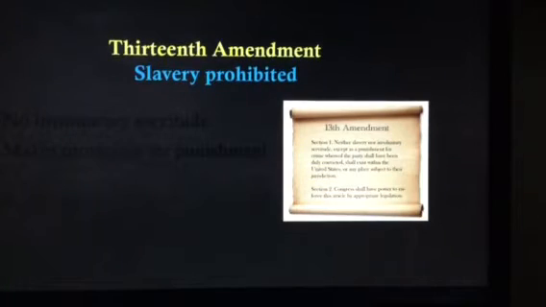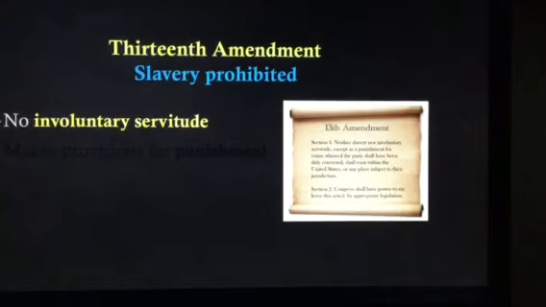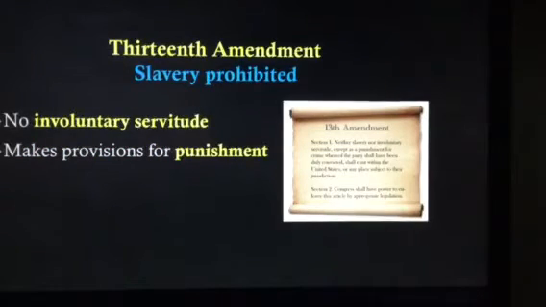The 13th, 14th, and 15th Amendments, we call these the Civil War Amendments or the Reconstruction Amendments. The 13th Amendment did away with involuntary servitude or slavery. Neither slavery nor involuntary servitude, except as a punishment for crime whereof the party shall have been duly convicted, shall exist within the United States or any place subject to their jurisdiction. So this was the amendment that abolished slavery and involuntary servitude, the 13th Amendment.